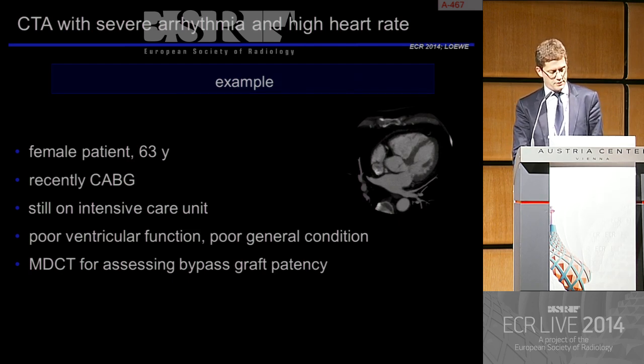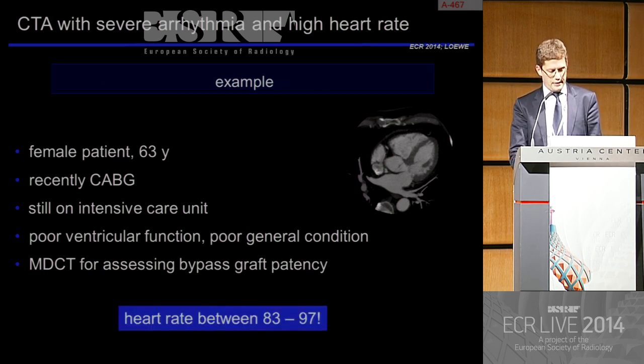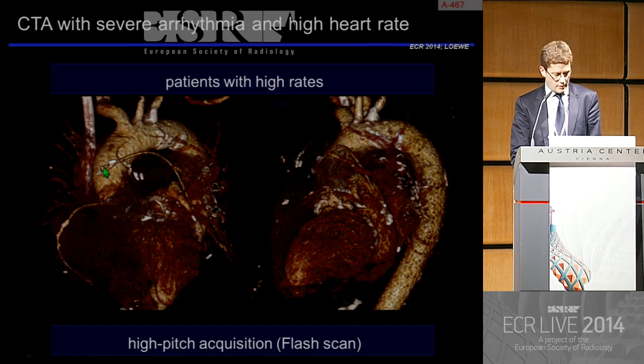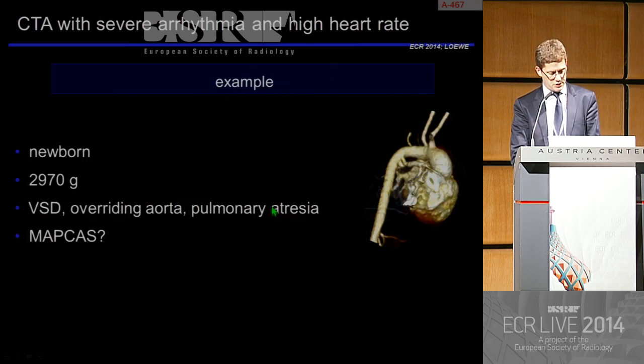There was the question of whether the bypasses are open or getting occluded. Again, the patient was in a really critical situation. The heart rate was between 83 and 97. We decided not to play around with beta blockers, as it could be dangerous in a patient coming from the intensive care unit. So we used just the high pitch technique without any ECG gating, and we were able to demonstrate the patency of the bypass grafts. Of course, the image quality is not perfect here, and it's not easy to look for the target arteries. However, the bypass grafts could be demonstrated in sufficient image quality.